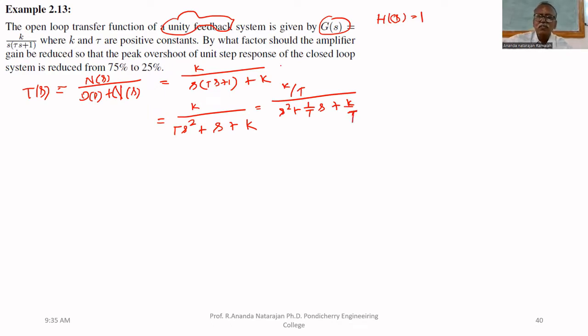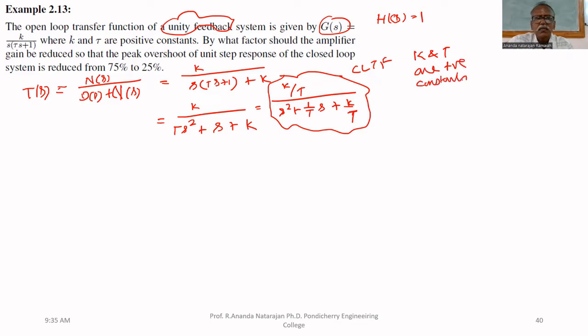This is the given transfer function. The closed loop transfer function is given, where k and tau are positive constants. By what factor should the amplifier gain be reduced so that the peak overshoot of the unit step response of the closed loop system is reduced from 75% to 25%?